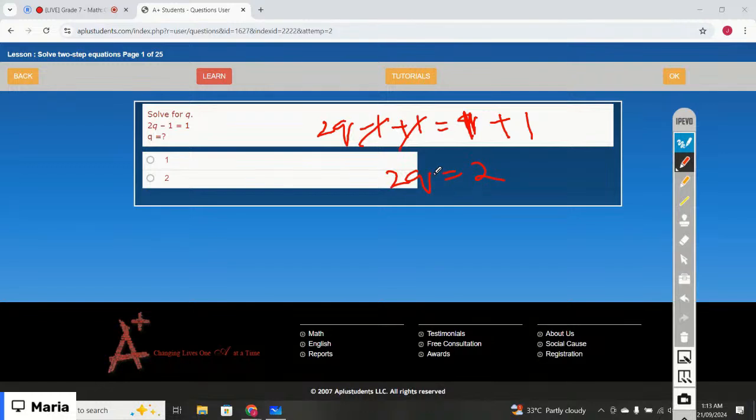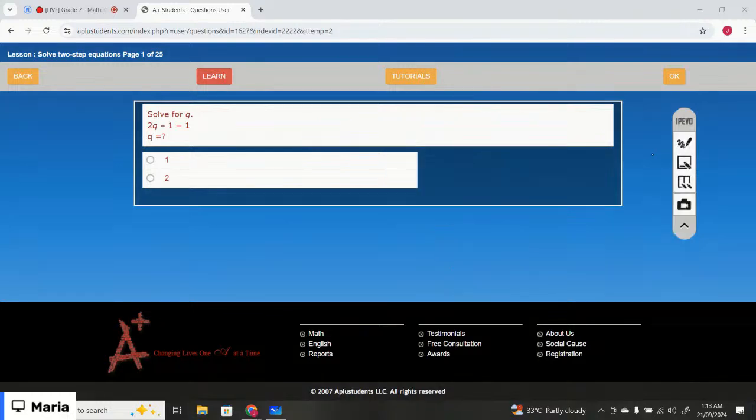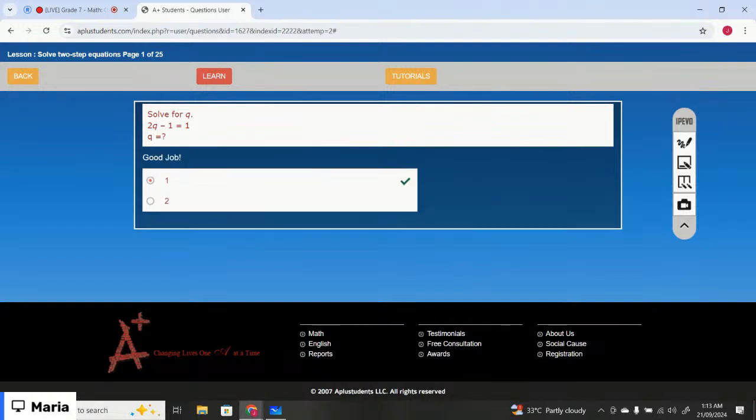Now you need to remove that 2 from here. So divide both sides by 2. So Q equals 1. The correct option is Q equals 1. Option number 1 is the correct option.